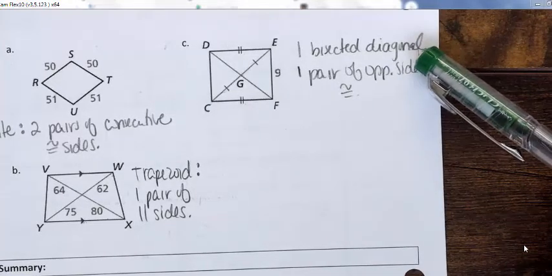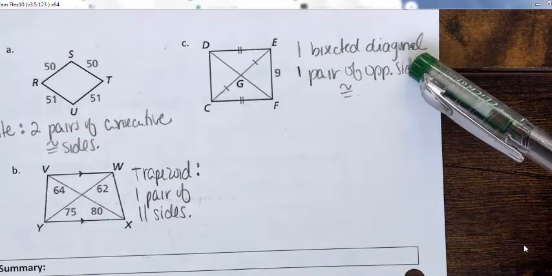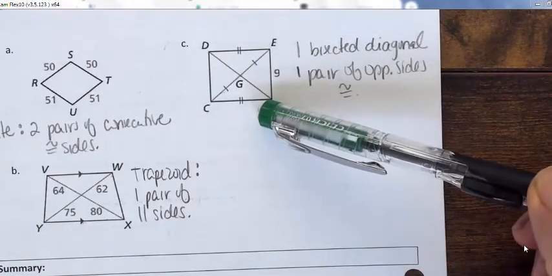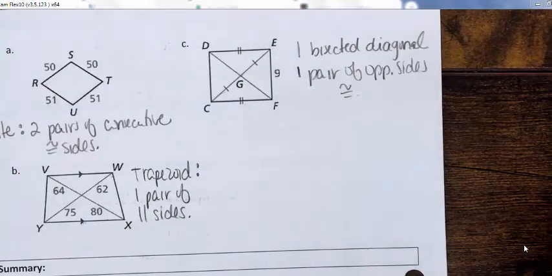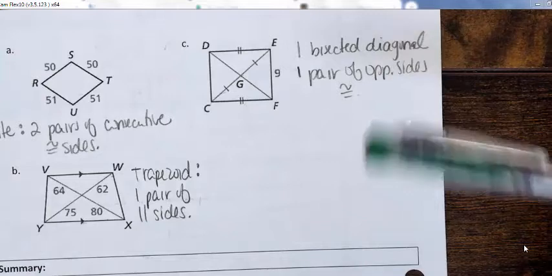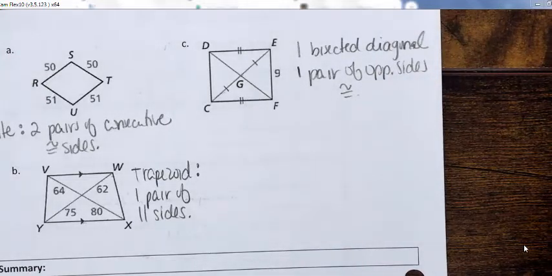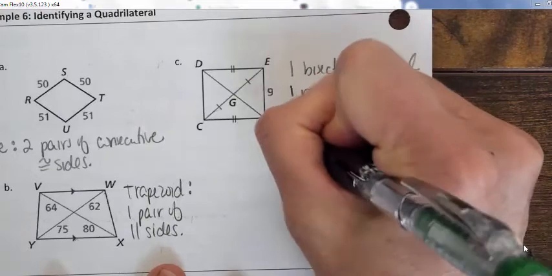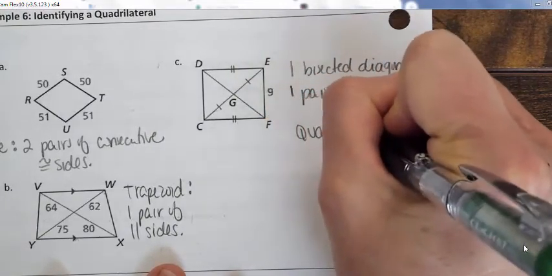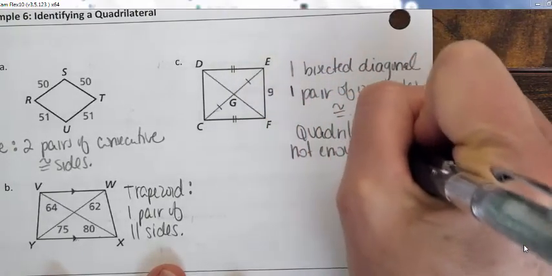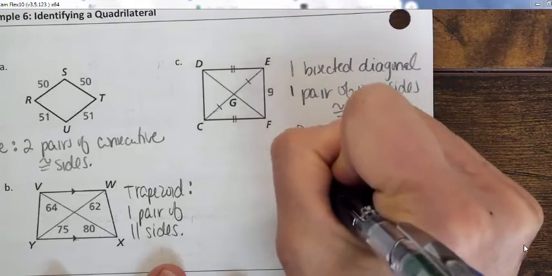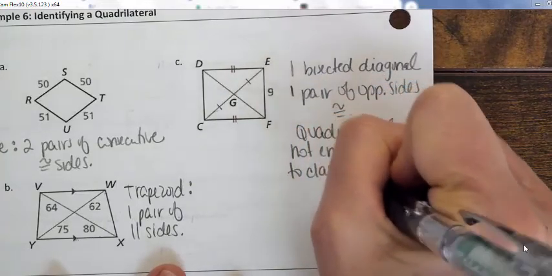Well, in order for me to guarantee that this is a parallelogram, both diagonals have to be bisected, or both pairs of opposite sides have to be congruent. I don't have that information. This is all the information I have. So I don't really have enough information to classify this as a certain type of quadrilateral. I just know that this is a quadrilateral. Okay? So it's a quadrilateral, and there's not enough info to classify it any further.